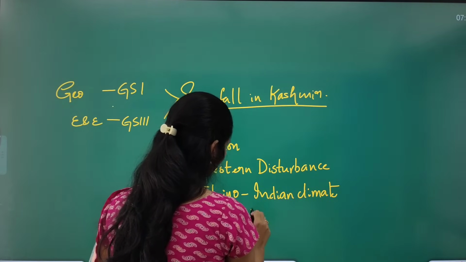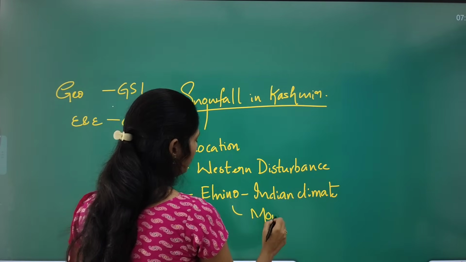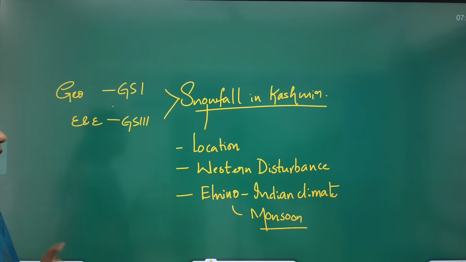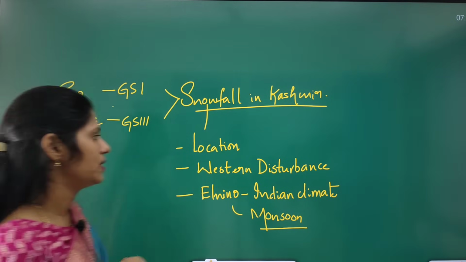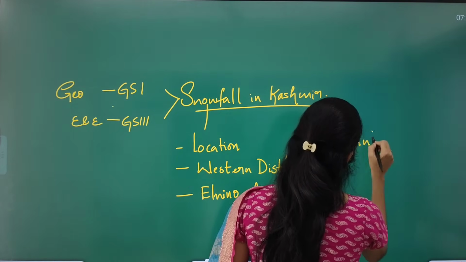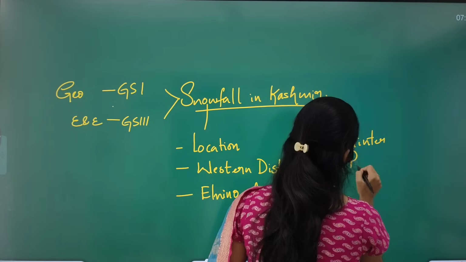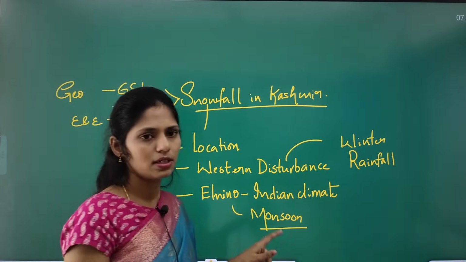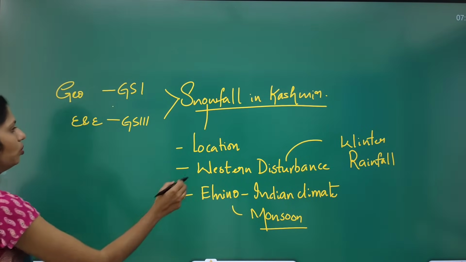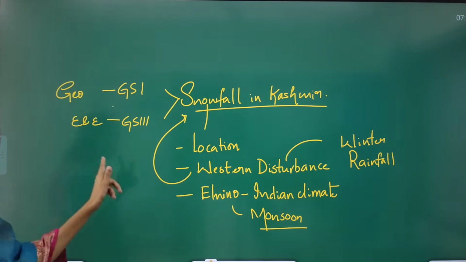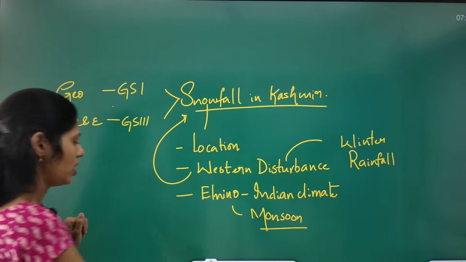Especially when you are reading the monsoon topic, you will come across El Nino and La Nina. And even western disturbance you will see under the types of rainfall, in winter rainfall. So western disturbances cause winter rainfall, and western disturbance is also very important for snowfall in India. So these are the concepts from the geography point of view.